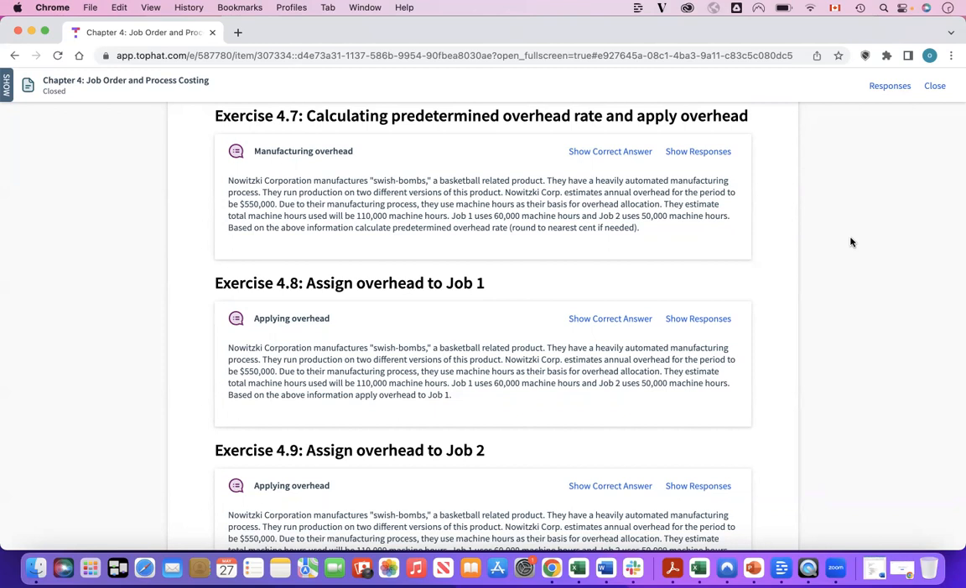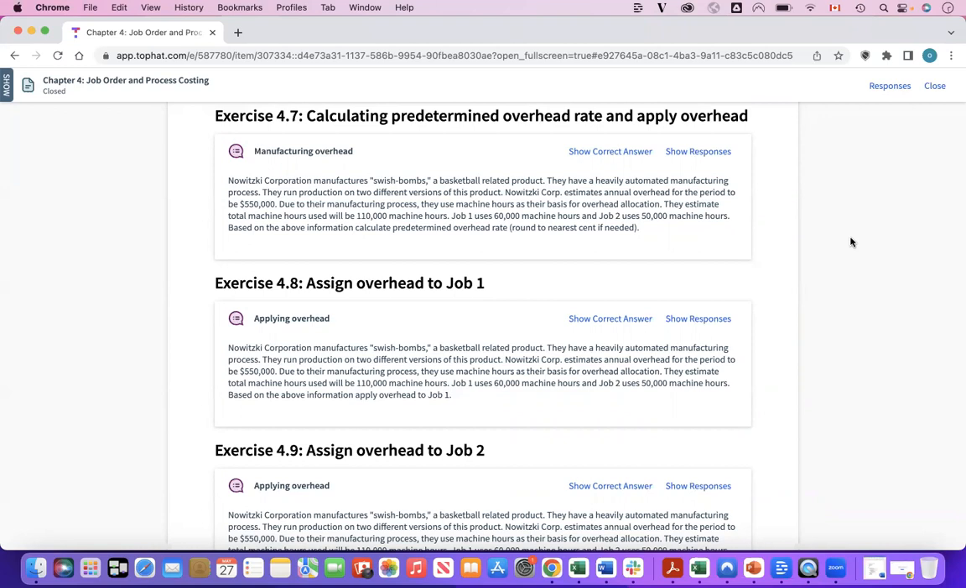Why is that so important? Well, a lot of these jobs are bid basis, and I would want to have a good handle on what I expect the cost to be. That way I can bid appropriately and achieve the profit margins that I expect in order to sustain my business. So let's look at the question stem, and then we're going to go through exercises 4.7, 4.8, and 4.9.